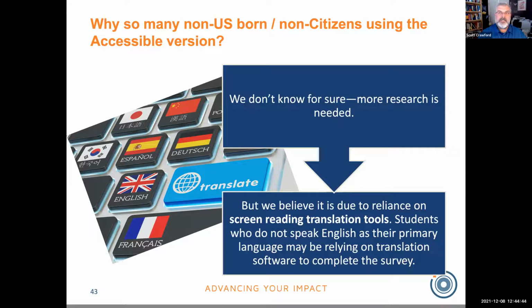they were seeing that they could have an accessible version. They know from their experience of using screen readers for translation that accessible versions are easier. So they selected that so they can have an easier path through the survey. How that translation may have impacted the questionnaire and the data is a whole other question that really requires some research at some point.